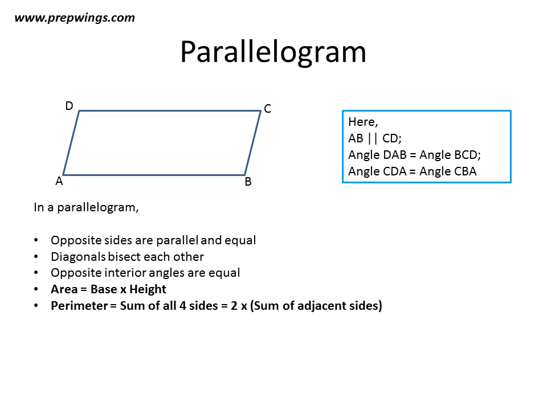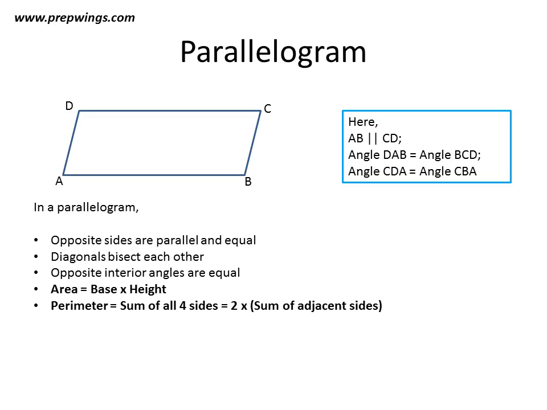In a parallelogram, the diagonals bisect each other. What this means is diagonal AC and diagonal BD are the two diagonals of a parallelogram here. So they bisect each other. The point of intersection of these two diagonals is the midpoint for the diagonal.